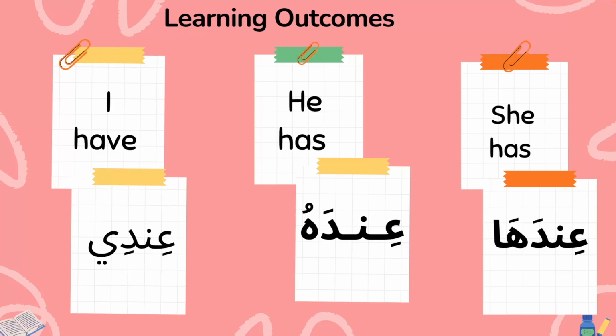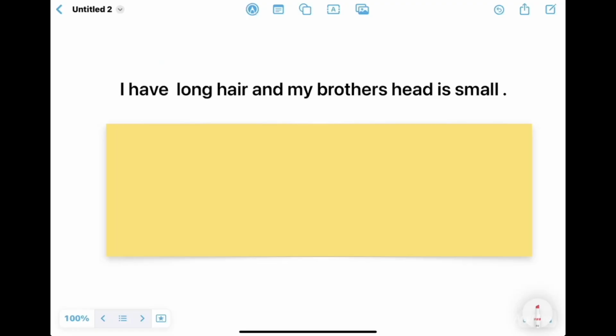Now let's frame sentences and learn how to write also. Come on, let's start. Let's read the sentence. What is the sentence? I have long hair and my brother's head is small. For this sentence, we have to translate it into Arabic. What is I have? I have means indi, right? Just now we learned indi.